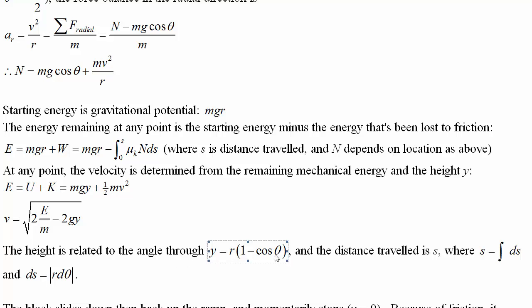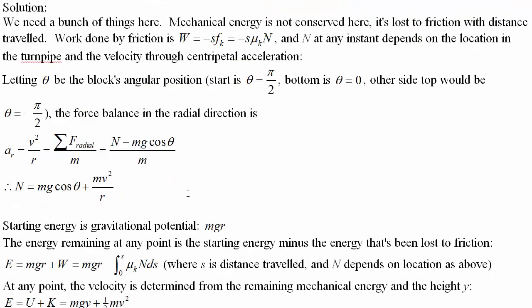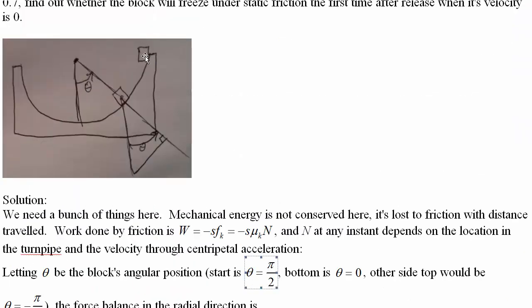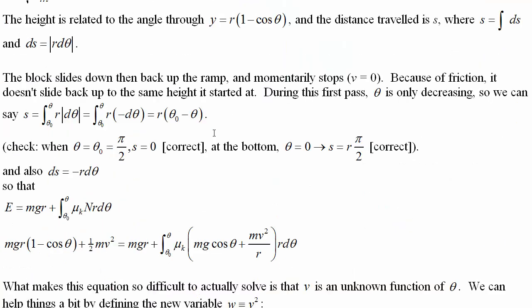Y is r times 1 minus cos theta, or r minus r cos theta, and the distance traveled is s. S would be the integral of the little bit of displacement. ds would be the magnitude of r d theta. So the setup of the angles here, we've kind of said that the start is at pi by 2, and then the bottom would be at 0. So theta is decreasing under this coordinate system, and then continues to decrease over on this side. So theta is getting lower as we move along with the motion in this problem.